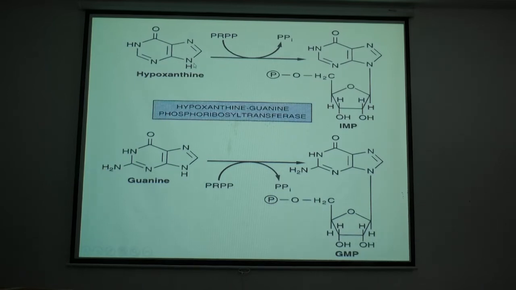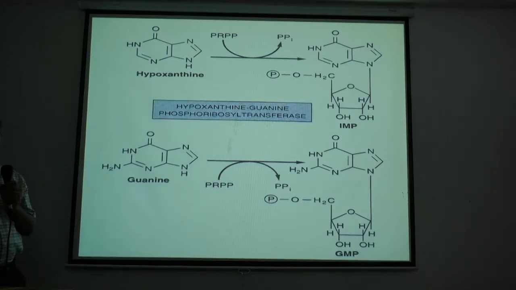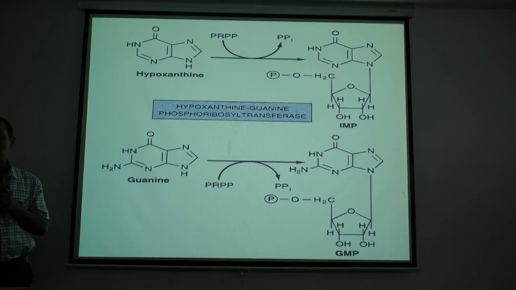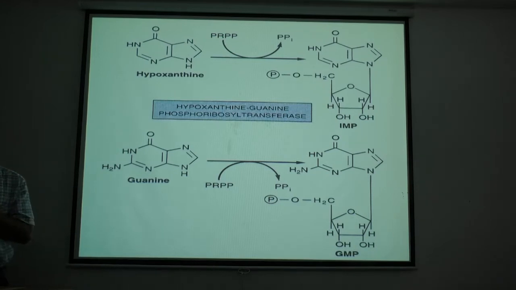Hypoxanthine is converted to IMP and guanine is converted to GMP. What is the enzyme? The enzyme is HGPRT, hypoxanthine guanine phosphoribosyl transferase. This enzyme is very important. Due to deficiency of this enzyme, what disease will come? That is Lesch-Nyhan syndrome. Very important.